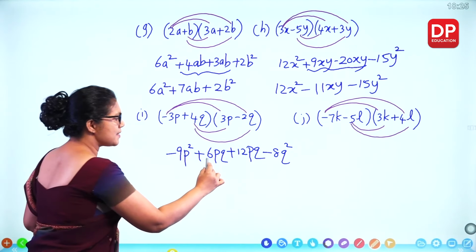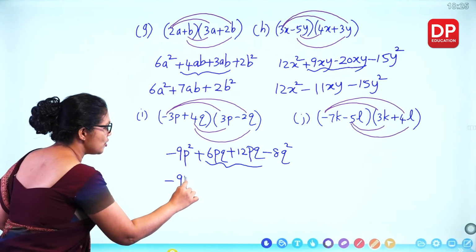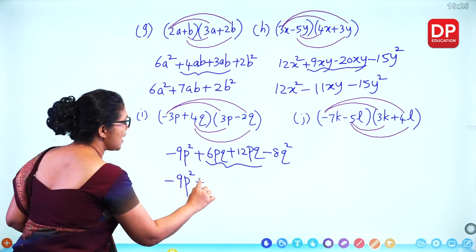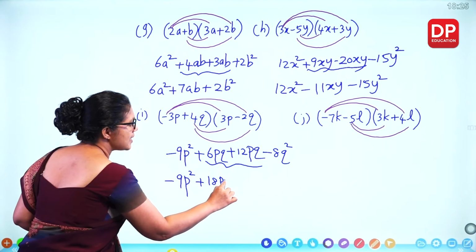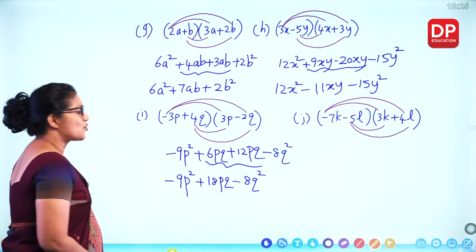Do you get like terms here? Yes. So when you see like terms, you have to simplify further. 6 and plus 12 becomes 18. So you get 18pq and here minus 8q squared.